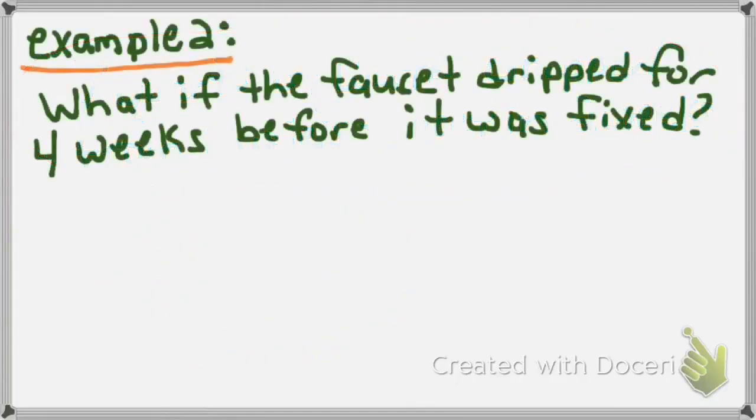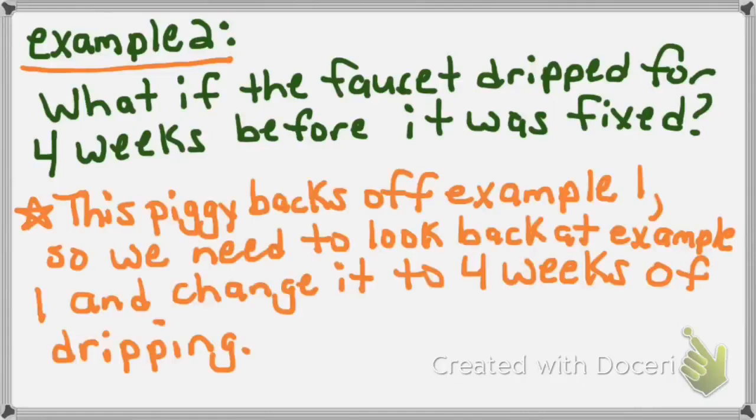Let's take a look at example number 2. What if the faucet dripped for 4 weeks before it was fixed? Well, this piggybacks off example number 1. So we need to look back at example number 1 and change it to 4 weeks of dripping.